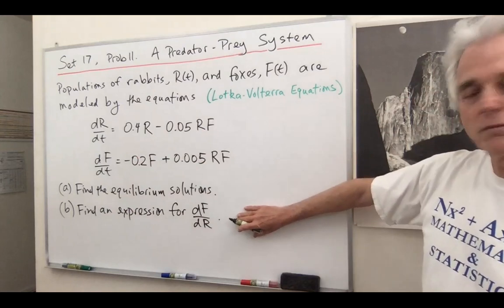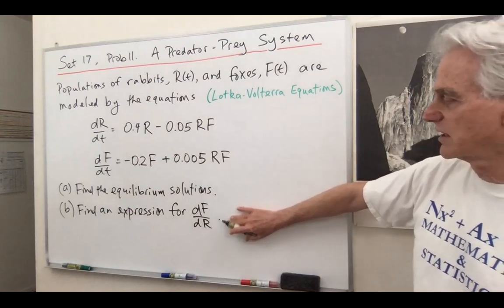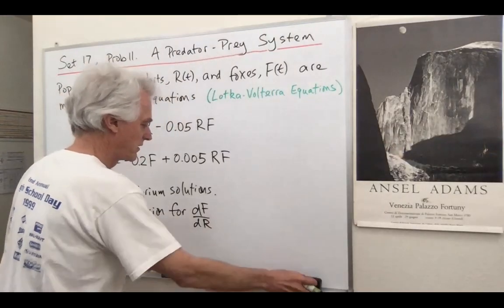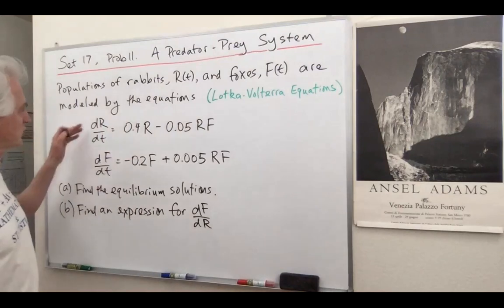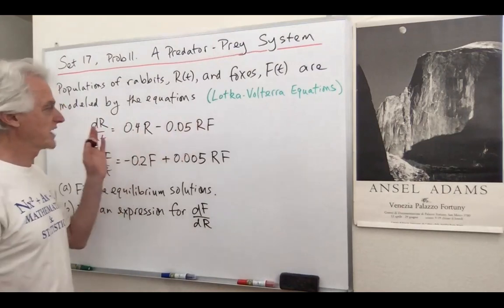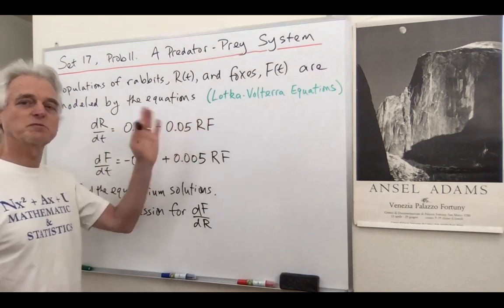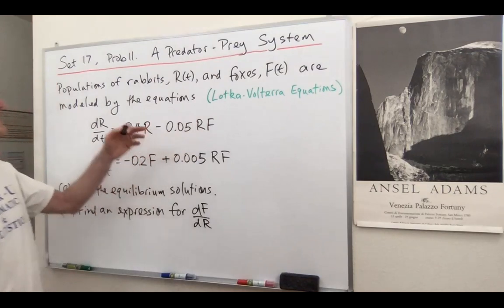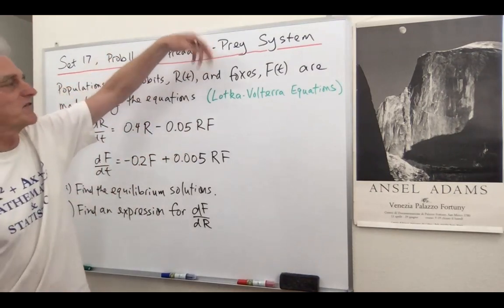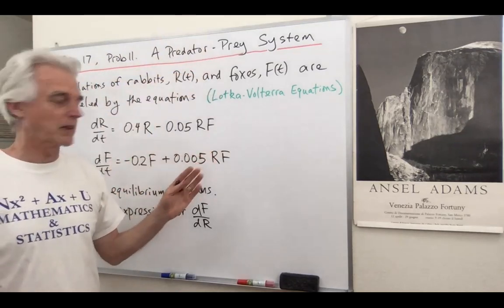Actually, I want to do part B first. Even though this is a system of two first-order ODEs, one of the things I haven't mentioned yet that is very important is that there's no time explicitly in this. R is R of t, a function of t. F is a function of t, but there's no explicit time in here.